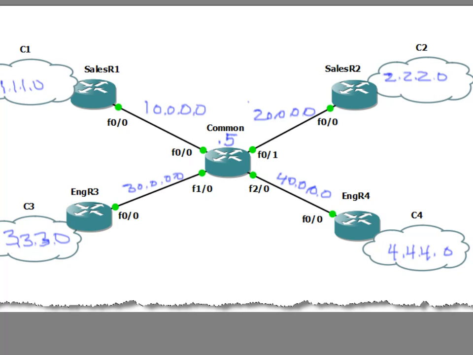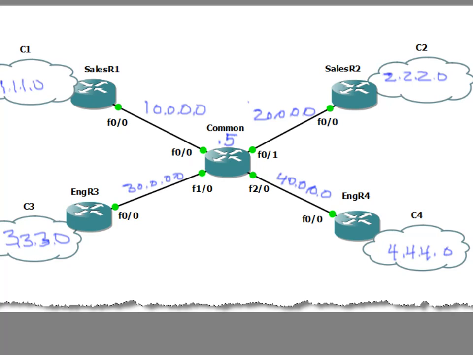This is the network for Acme Incorporated, and sales and engineering have had a bit of a difference of opinion, and they want to keep all their routes completely separate from each other. Now here's the problem. They both share a common router. So sales R1 and sales R2 go through the common router in the middle, and engineering R3 and engineering R4 also go through that router in the middle.